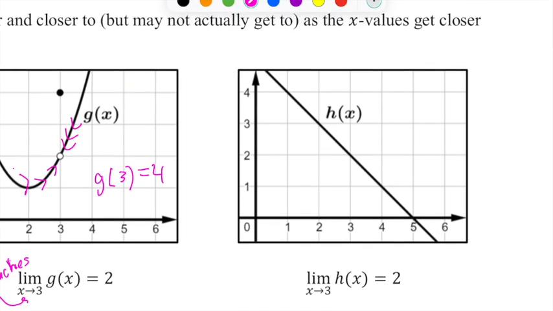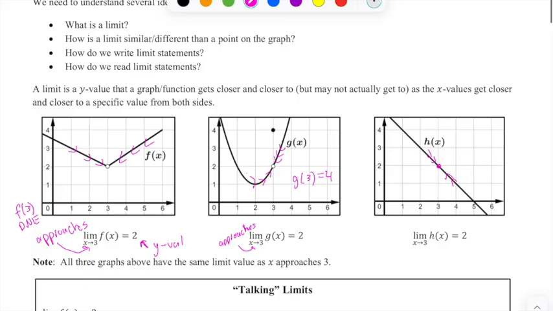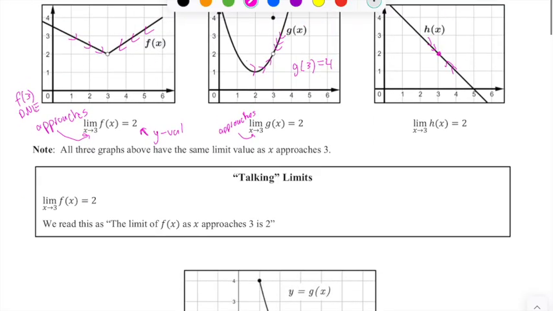And lastly, this is the same thing. What happens as we approach 3? It looks like we're getting closer and closer to 2. And the value is 2. So these are 3 little cases. Again, when you see this statement, we read it as the limit of f of x as x approaches 3 is 2. And again, this means this is the y value.